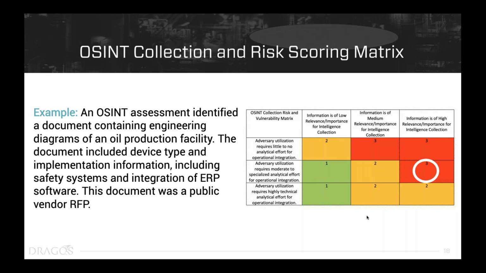And so in terms of the utilization, or how easy it is for an adversary to operationalize this type of information, we would consider this to be a moderate to specialized analytical effort. If an adversary is trying to operationalize intelligence that allows them to potentially disrupt or otherwise interact with an oil production facility, certainly targeting safety instrumented systems, that's something we saw with the Trisis adversary, right, that created malware specifically to interact with safety systems.